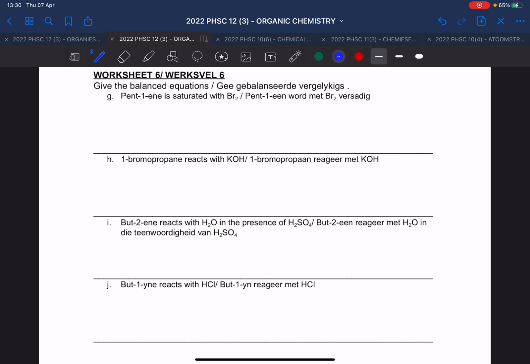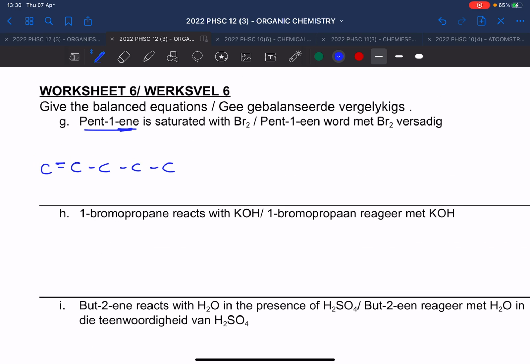Okay, so there we have pent-1-ene. Pent is 5. So we have 1, 2, 3, 4, 5. And on the first one there is a double bond. Okay, now I am going to be lazy. I'm not going to show every hydrogen. But remember, in the test you must. I'm just going to show it like this.